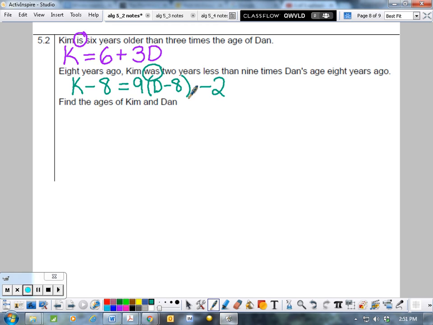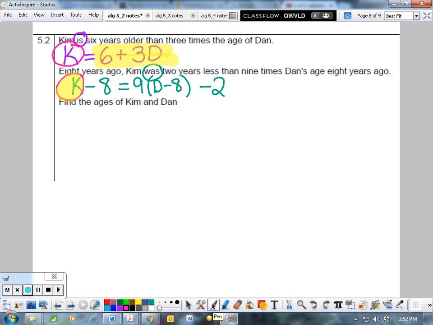Which looks really crazy. But we can handle this because my first equation has K equals. So down here, instead of K, I'm going to put what K equals. I'm going to go to my highlighter. K is equal to 6 plus 3D. So I'm going to put 6 plus 3D right here. And now I'm going to go ahead and work this out.